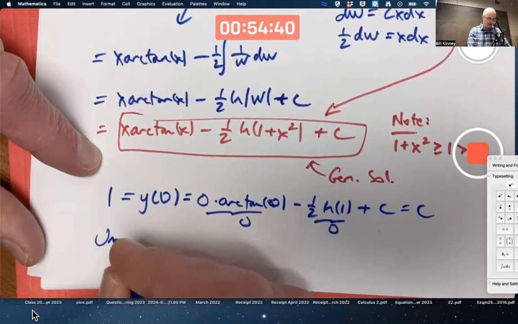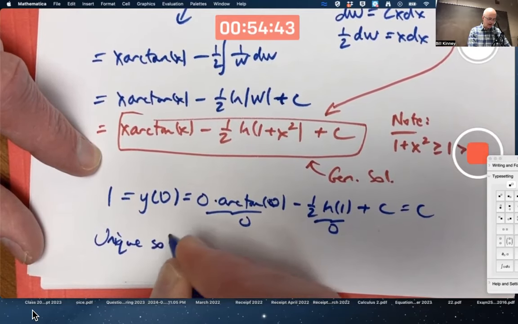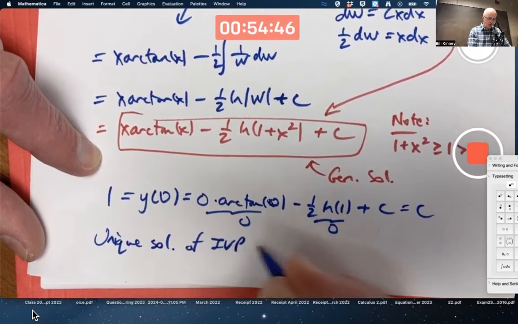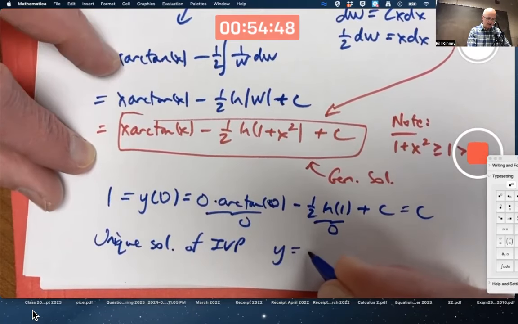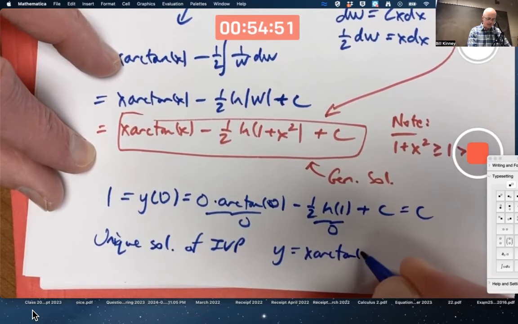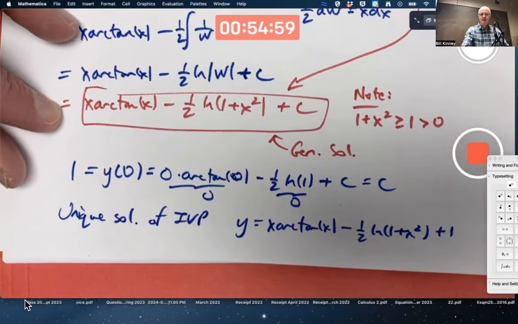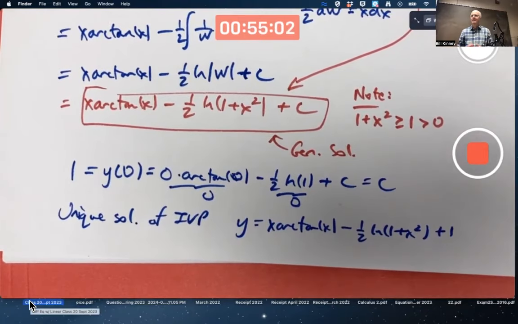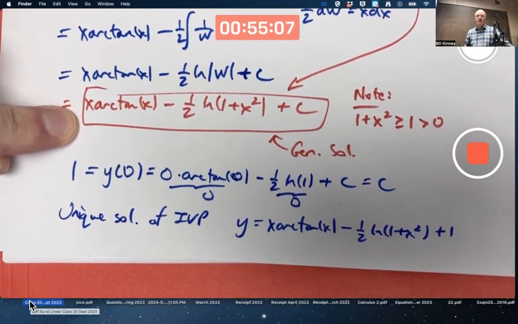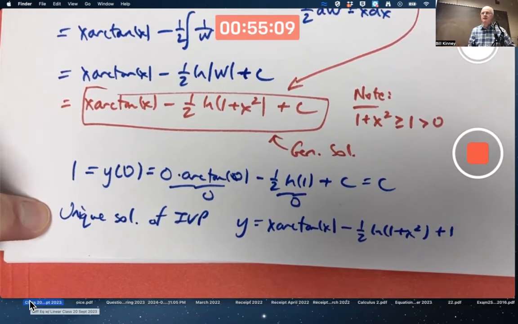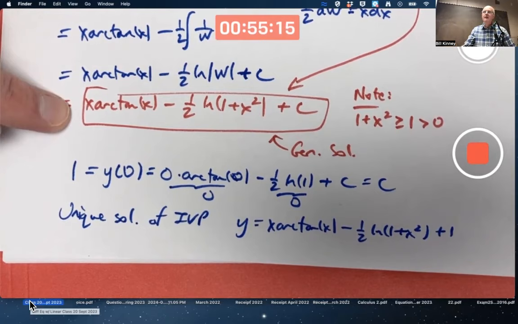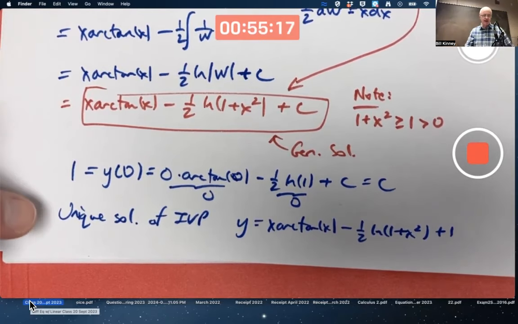Therefore, the unique solution of the initial value problem is just one function, y equals x arctan x minus 1/2 ln of 1 plus x squared plus 1. Infinitely many solutions of the differential equation, but if I add the initial condition, I get a unique solution. Typically, most differential equations have infinitely many solutions, and typically most initial value problems have one solution.